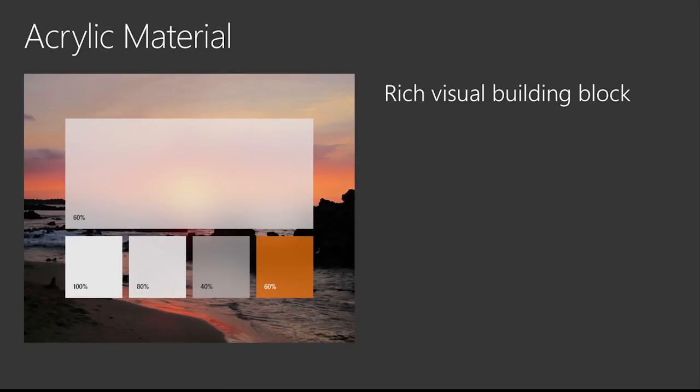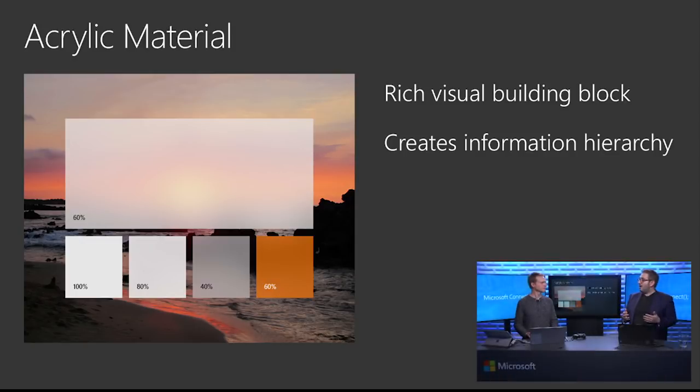It's this rich visual building block, and it really helps you create information hierarchy. A lot of sophisticated business apps have a lot of panes of UI, a lot of layers of UI to them, and sometimes it's hard to figure out how to let people focus on what's important in the app design. Acrylic material is one of the tools you can use to create that visual focus, so people's attention is drawn to what's important at that time.